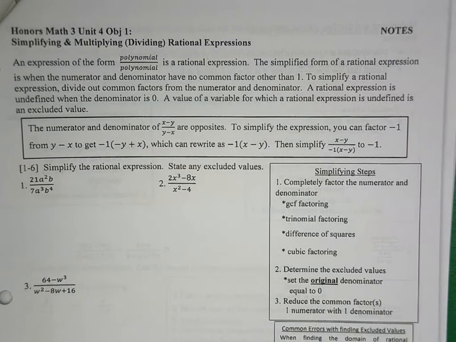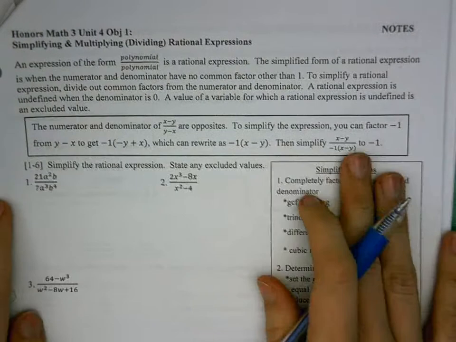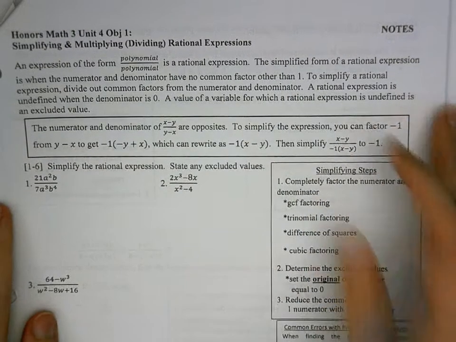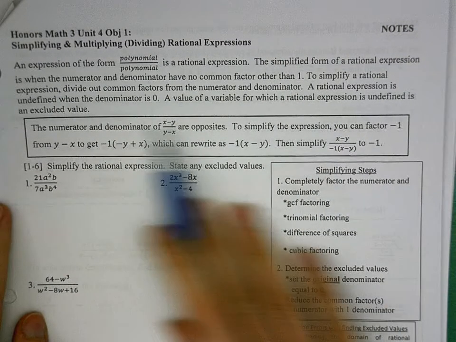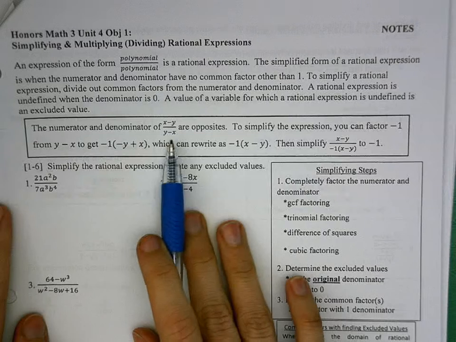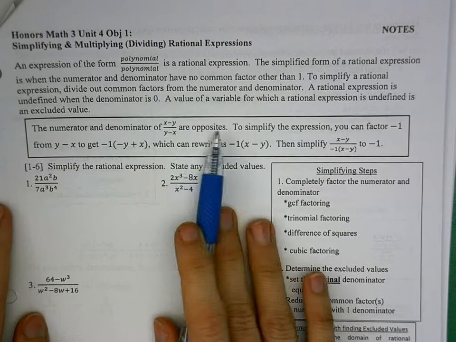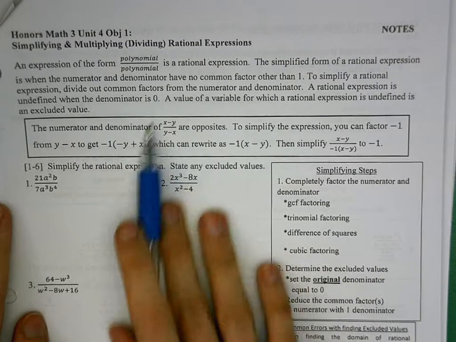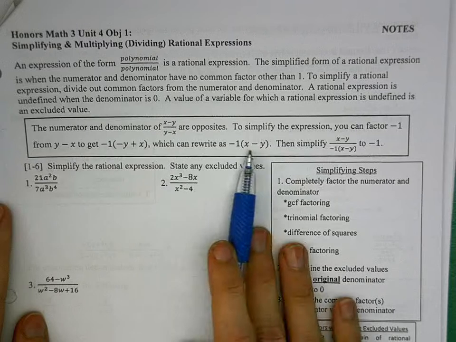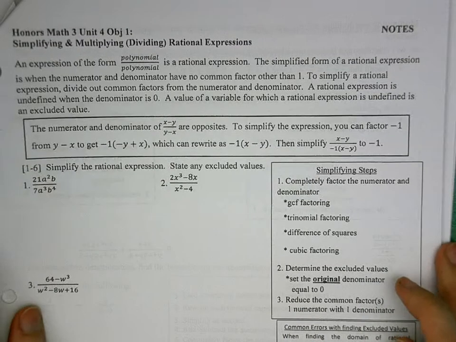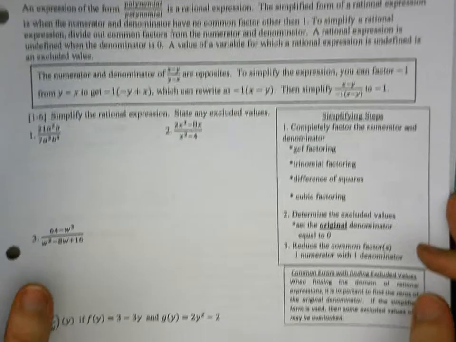Okay, so Unit 4, Objective 1, we were looking at simplifying and then multiplying and dividing rational expressions. You should have all of this in your notes. You're more than welcome to take a read through it. I would especially draw your attention to this box here, which states that x minus y and y minus x are opposite, so they can be simplified by factoring a negative 1 out. So you do want to make sure you keep an eye out for that.